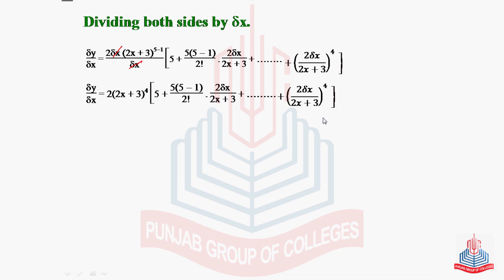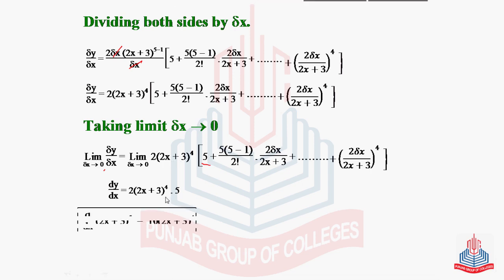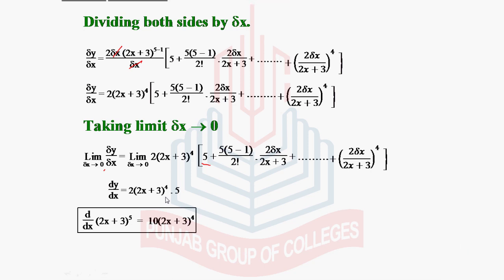Taking the limit, delta x approaches 0, applying the limit on both sides: limit delta x approaches 0 of delta y by delta x, and limit delta x approaches 0 of 2 into (2x plus 3) raised to the power 4, and this one is again the same thing. So the left side will become dy by dx, and on the right hand side the terms containing delta x will become 0 after applying the limit. All other terms containing delta x will become 0 except this first term, which is 5, and after multiplying 2 into (2x plus 3) raised to the power 4, finally we have the derivative of the required expression, which is 5 into 2, 10, (2x plus 3) raised to the power 4.